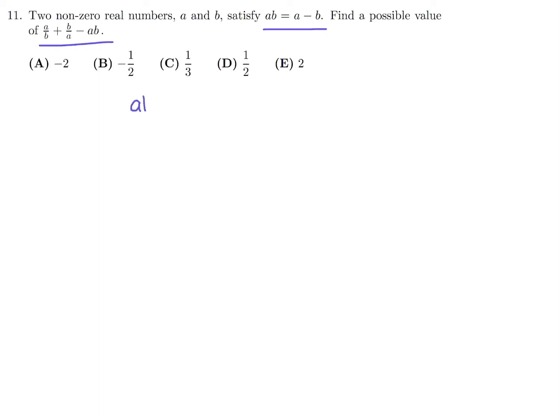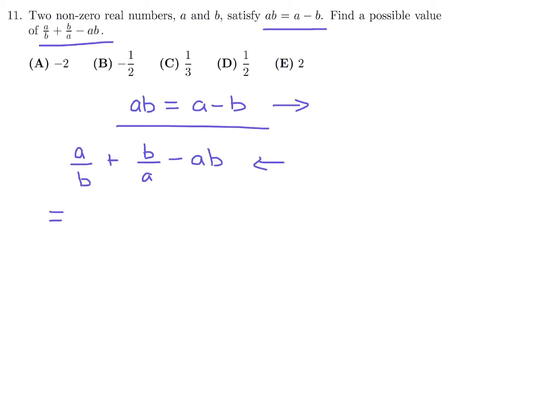So we have ab is equal to a minus b, and we have a over b plus b over a minus ab. And this is what they want us to figure out. So from this one, I will need to isolate for one variable, and then I'll substitute that into our bigger equation. So I'll bring the b over like that, and that equals a, and then factor out the b. You get a plus 1 equals a, and therefore b is equal to a over a plus 1, like that.